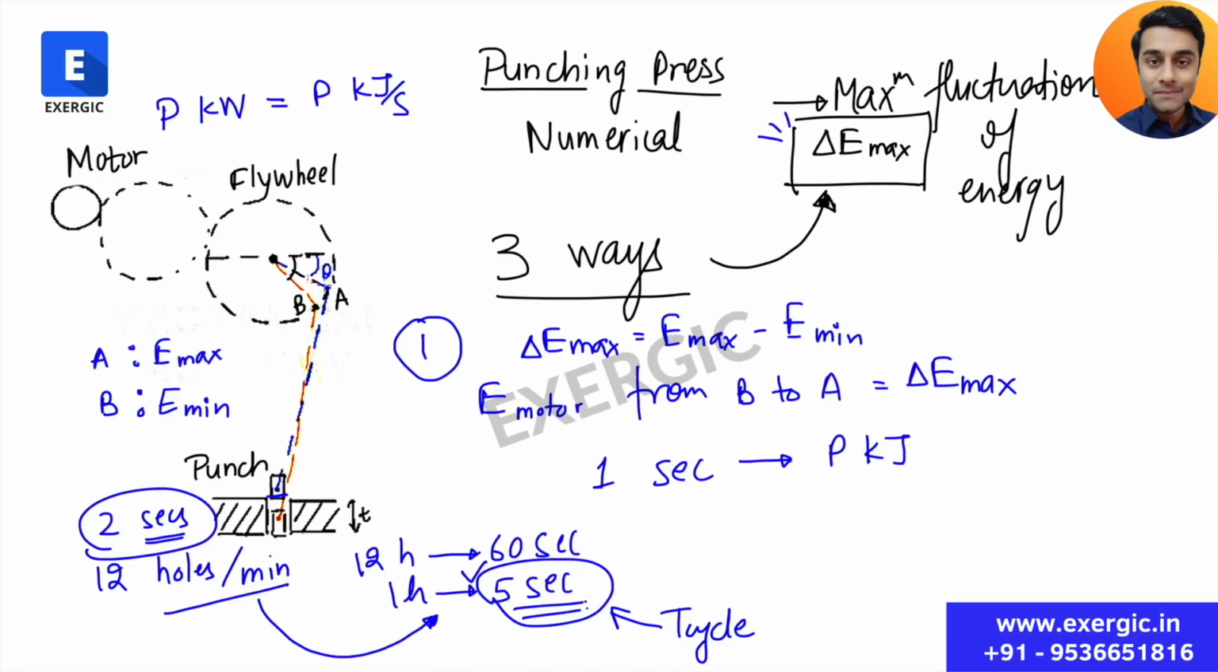If the time for one cycle is 5 seconds, or in other words, if I start from A and I complete one revolution and reach A again, it is going to take me 5 seconds. And it has been given that in cutting it takes 2 seconds, or in other words, as I move from A to B, it takes 2 seconds.